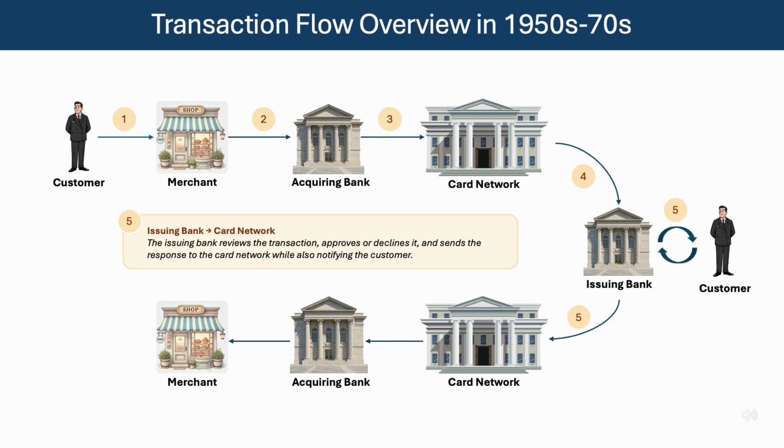The issuing bank reviews the transaction, approves or declines it, and sends the response to the card network while also notifying the customer. The card network relays the issuing bank's response back to the acquiring bank. If the transaction is approved, the acquiring bank deposits the funds into the merchant's account. If declined, it informs the merchant of the reason.